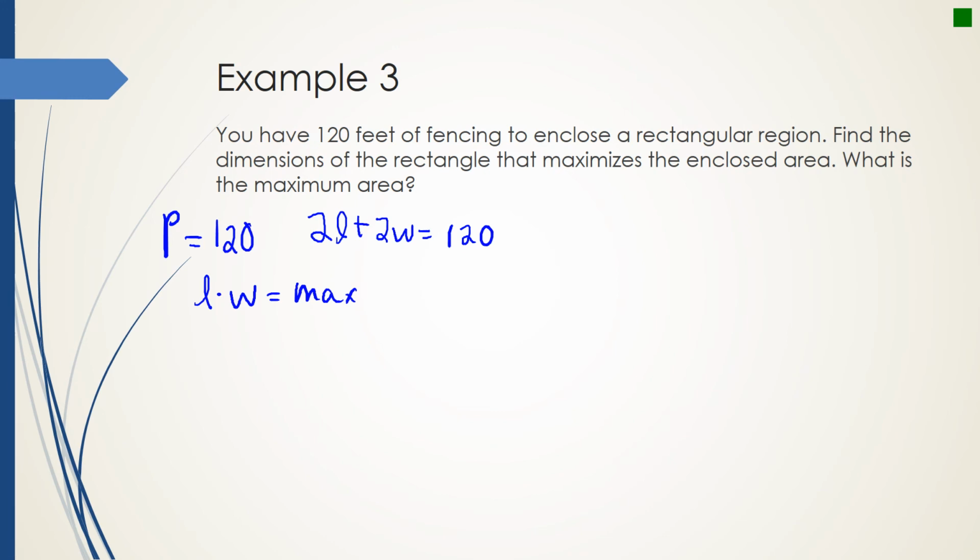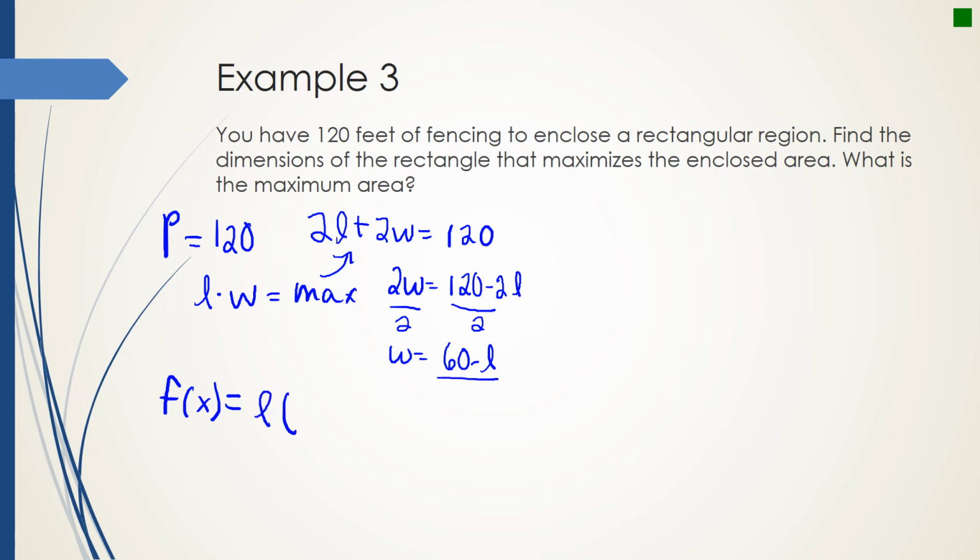So if I take this and solve for W, if I subtract 2L, I have 2W equals 120 minus 2L. Then I divide by 2. I'll have W equal to 60 minus L. And our function then is going to be the length times the width, because that's what we want to find the maximum of. So we're going to go the length times the width, but we're going to substitute 60 minus L.